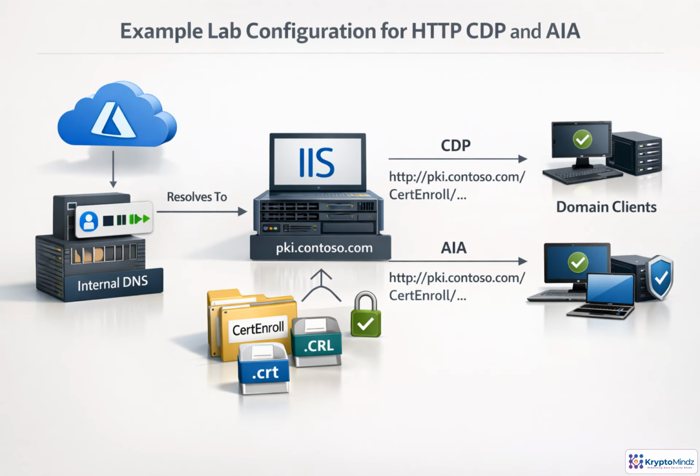In the lab, we keep things simple by using a single friendly DNS name, pki.contoso.com, that always resolves to the IIS server hosting our CA files. Both the CDP and AIA URLs use that host and the certenroll virtual directory. The variable parts, like CA name or CRL suffix, are filled in automatically by the CA. Just confirm that DNS resolves correctly and that certenroll allows anonymous read access, so any domain client can validate certificates reliably.